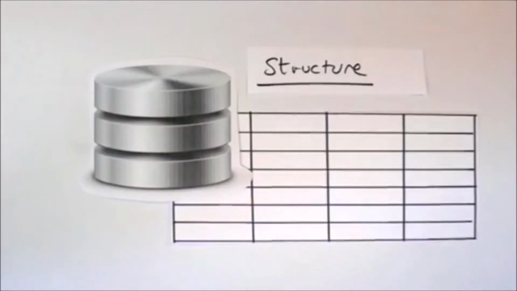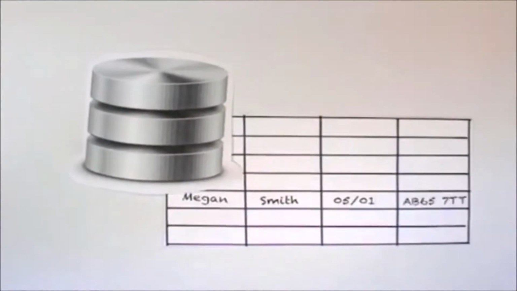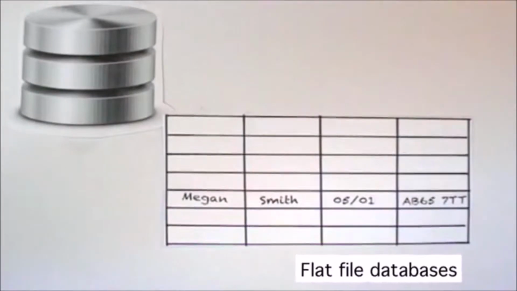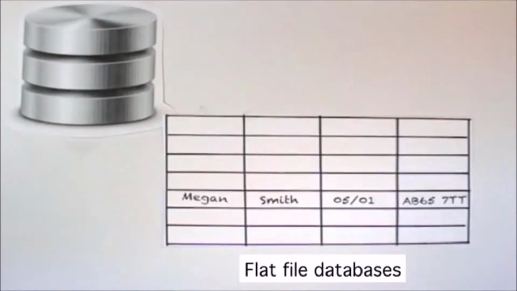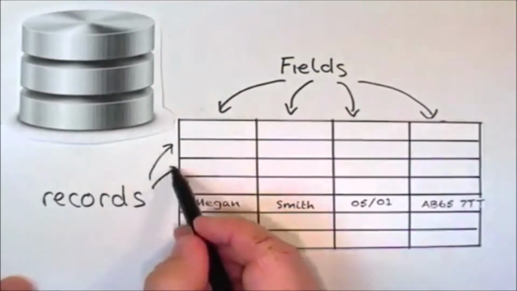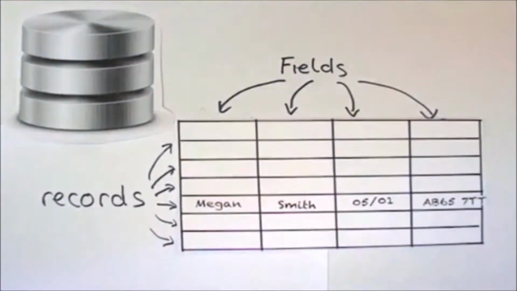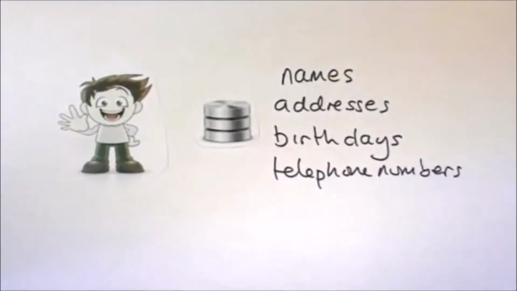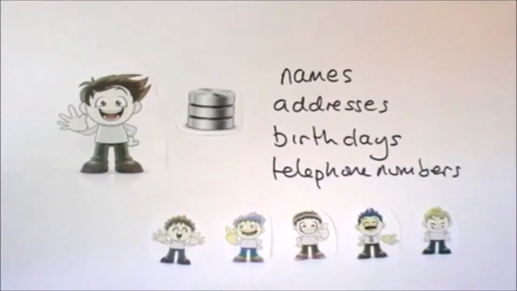Databases have a structure, and all the data we store in them fits into this structure. Very simple databases are called flat file databases. They store data in columns of fields and rows of records. Let's think about a simple database that Bob uses to store his address book. This database contains the names, addresses, birthdays, and telephone numbers of his friends and family.